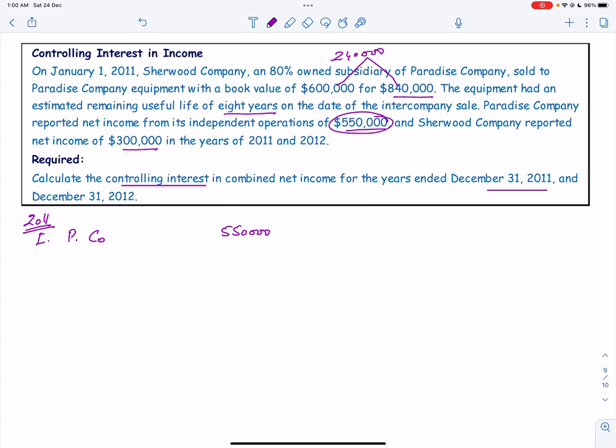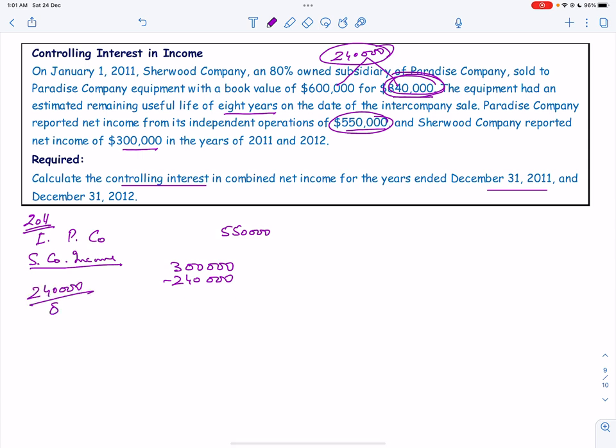To this, we are going to add the share of the parent company in Sherwood Company income. First, we calculate the Sherwood Company income. S company reported a net income of 300,000 from its independent operations, and from this we subtract the intercompany profit of 240,000, because this is intercompany and has to be eliminated. P company would be recording excess depreciation on the intercompany purchase, and the excess depreciation will be 240,000 of total depreciation over a life of 8 years. This has to be added here because this depreciation is decreasing the profit. So we are going to add this up.